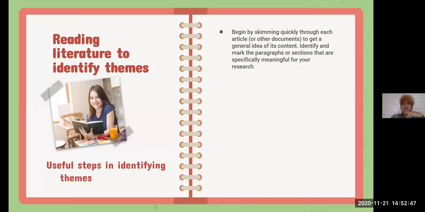Begin by skimming quickly through each article or other documents to get a general idea of its content. No? Basahin mo, i-skim mo siya. Kasi nag-search ka pa lang naman eh. I mean, meron ka na palang article, titignan mo lang yung mga themes. So, skim mo yung content, identify and mark paragraphs or sections that are specifically meaningful for your research. Ganoon naman tayo, we jot down, we highlight, we encircle them, no?